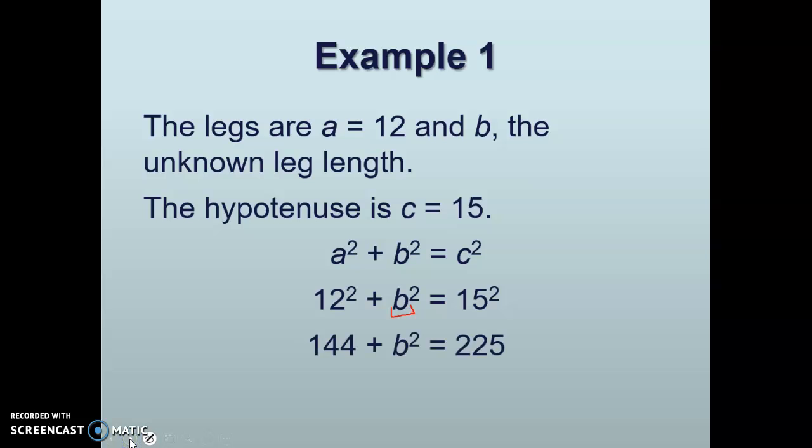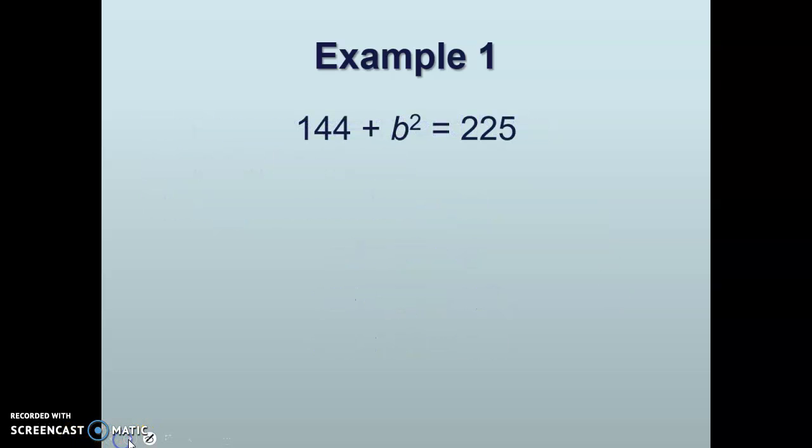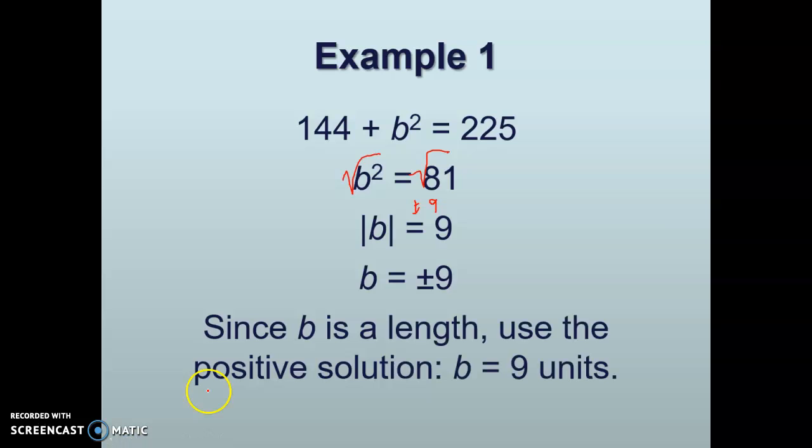12 squared is 144, and 15 squared is 225. Don't forget to know your perfect squares 1 through 15. If you have not learned those yet, learn those. We'll then subtract 144 from both sides, and we get B squared equals 81. To get B by itself, we need to undo the square, and we do that by taking the square root. Square root of B squared is plus or minus 9. But because we're dealing with distance and measuring the length of a leg, we're only going to use the positive root. So we're going to say that B equals 9. Since B is the length, use a positive solution. B equals 9.